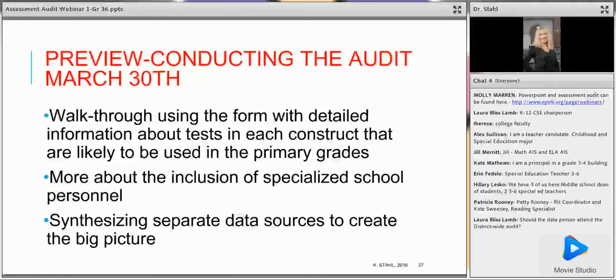I would say every single data person at the school, depending on how many schools are in the district. You don't want 12 data people there. But if you're a small district and you only have 3 elementary schools, you would want all 3 data people to be there. If you have 12 schools in your district, then you might want, say, 3 data people at the district meeting to go back and share what they've learned and what the consensus is with their data team. But you definitely do want the data people attending the district-wide audit meeting.